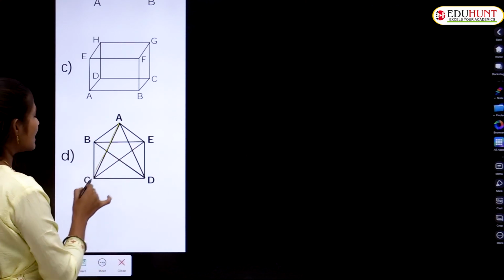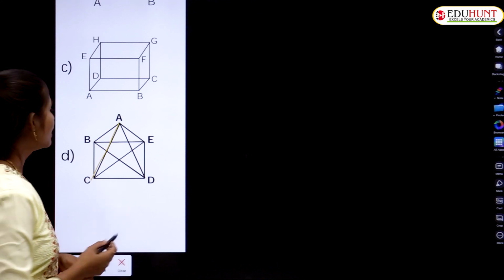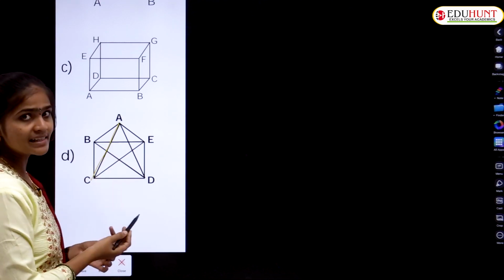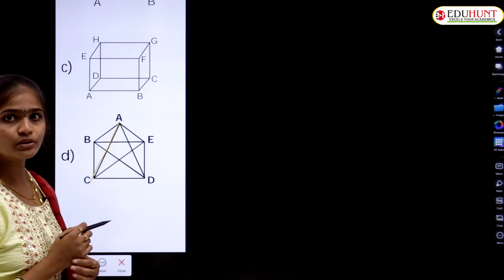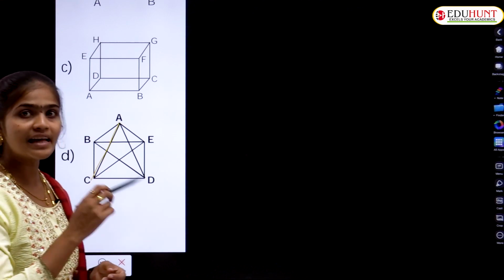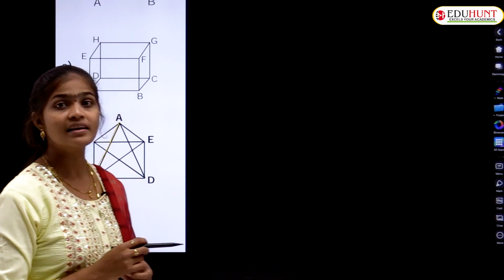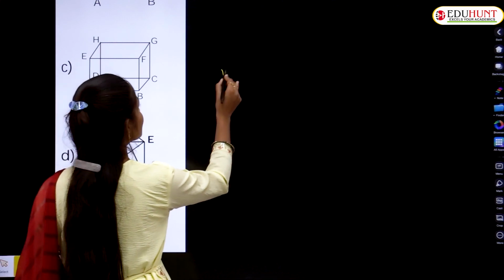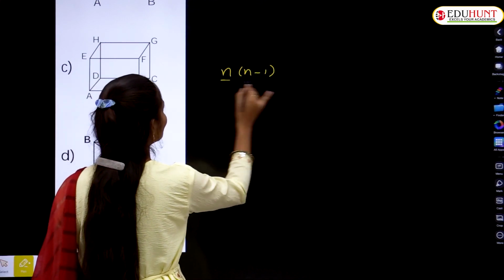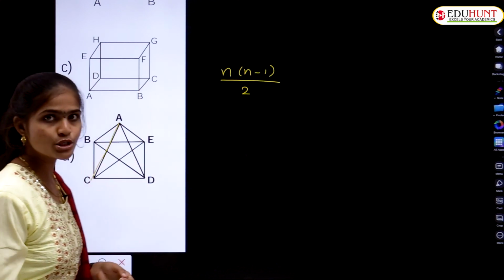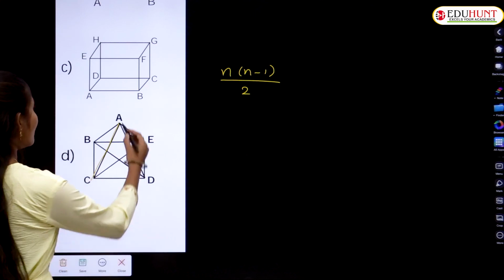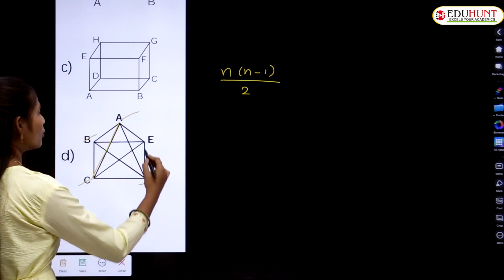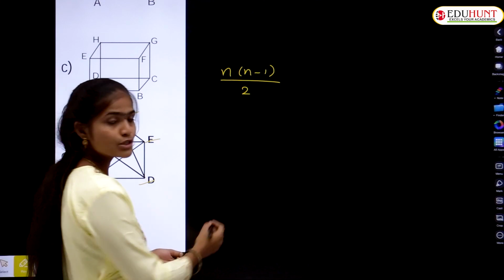Okay, so here AC is one of the diagonals. Now this figure is having diagonals as well as sides. What I told you is that if a figure is having diagonals as well as sides, then we can apply the formula n into n minus 1 by 2. So here n is equal to what? How many points are there? 1, 2, 3, 4, 5. So here n is equal to 5.